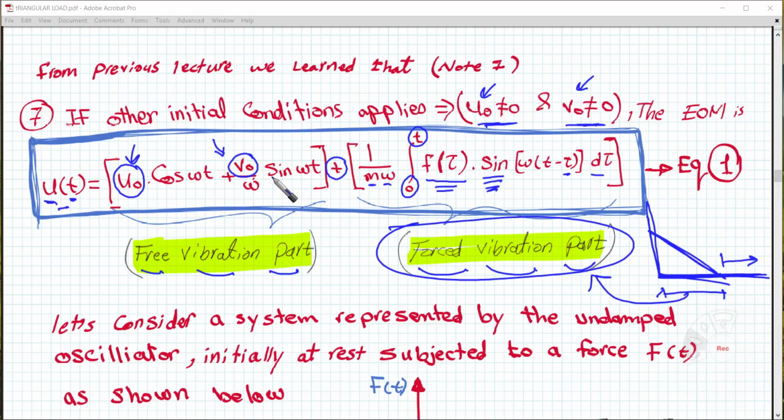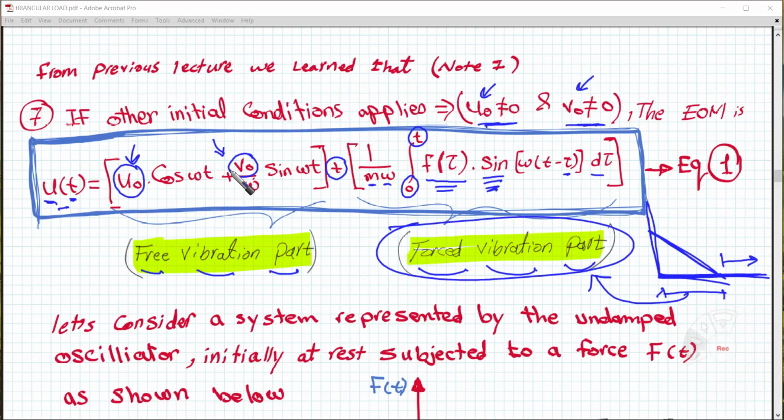We said there are 2 cases. The first case, where the initial conditions are at rest, and the other case, where we have U node not equal to 0 and V node not equal to 0. And we found that in this general equation, the term that is related to the force, we couldn't find any effect or impact of U node and V node. We didn't find any kind of relation to the initial conditions. However, when we look at the free vibration part, we found that we have U node and V node.